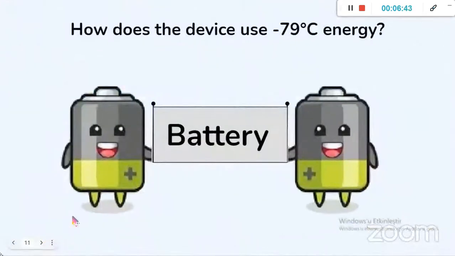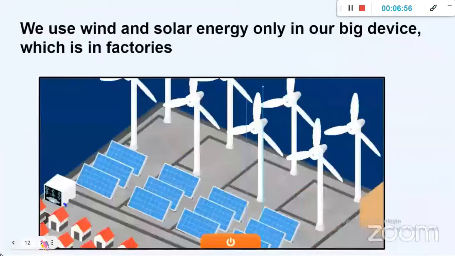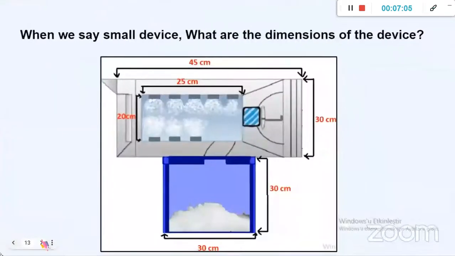How does the device use minus 79 Celsius energy? The small device will run on battery. We use wind and solar energy only in our big device, which is in factories. When we say small device, what are the dimensions of the device? The dimensions of the device itself will be 45 centimeters, 70 centimeters, and 30 centimeters. The dimensions of the special container will be 30 centimeters on each side.